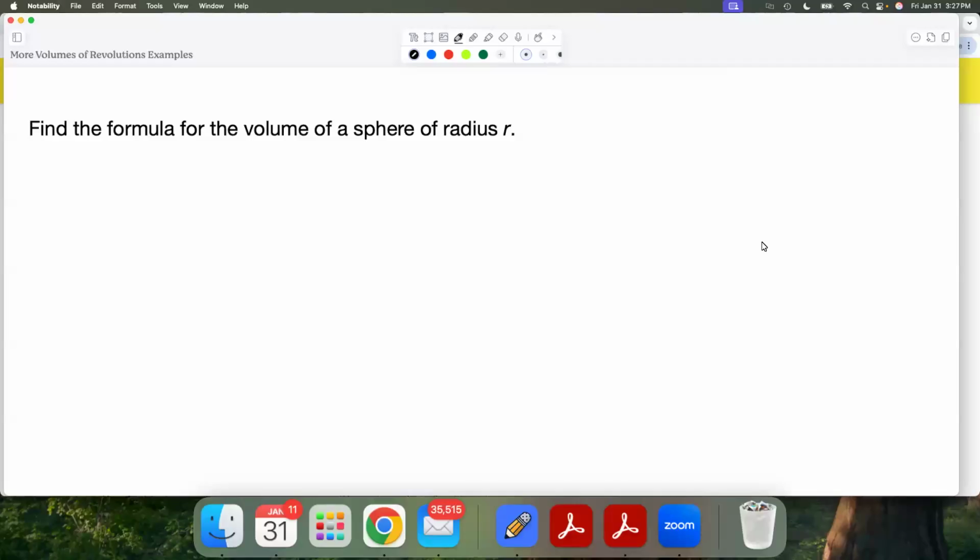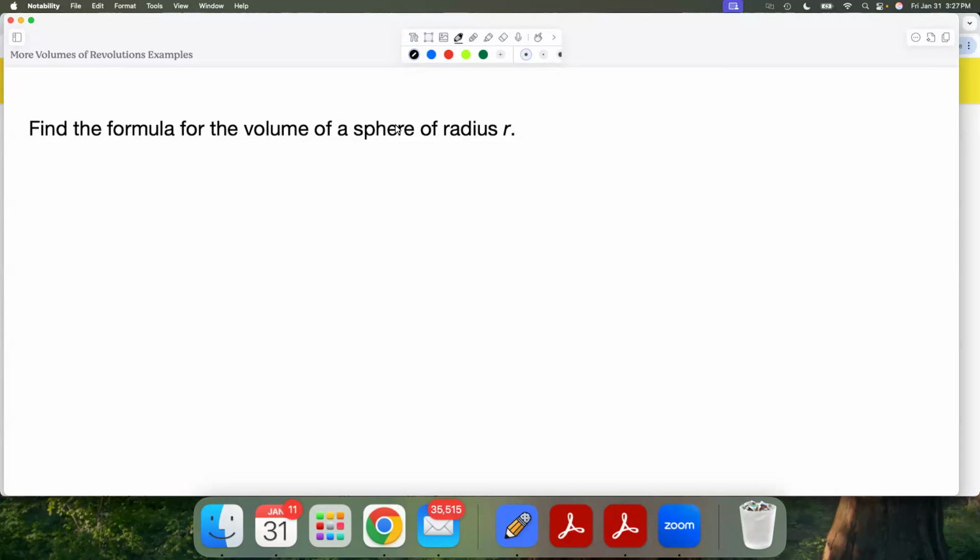Okay, so we're going to do a bunch of examples using shells, using disks, washers. Sometimes we'll do some of these more than one way. So sphere here, I think we can do it using disks or cylindrical shells. And I think that'd be kind of fun.